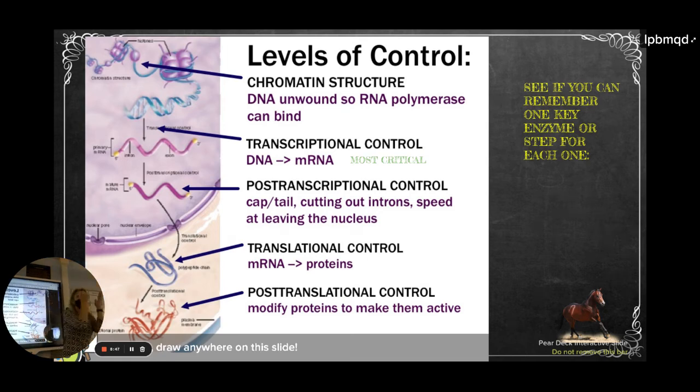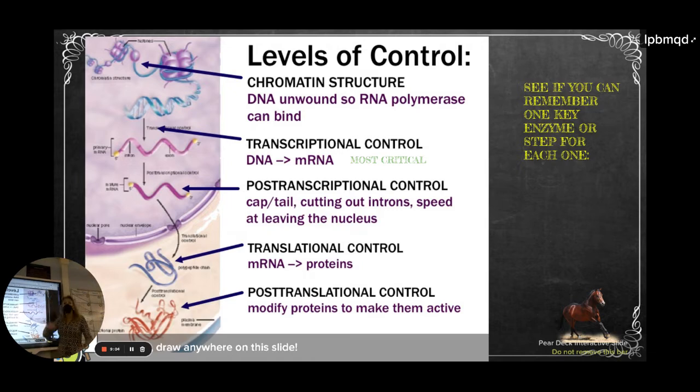Post-transcriptional control: now I've made my mRNA. So what's this one about? Putting on a cap and tail and cutting out introns before it leaves the nucleus. So if anything prevents or facilitates the mRNA getting out of the nucleus, that is post-transcriptional control.